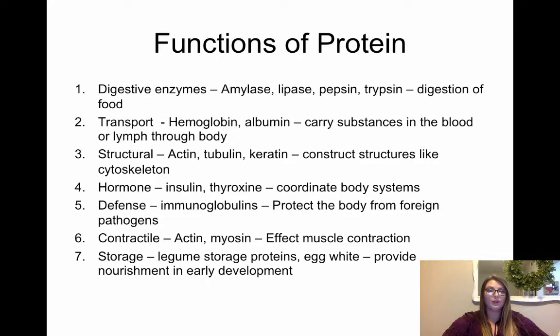They're also important in defense. They make up immunoglobulins, and that helps protect our body from foreign pathogens. They're also important in contractile movement. So we have actin and myosin, and these help control our muscle contraction. And they're also important in storage, and they provide nourishment in early development.